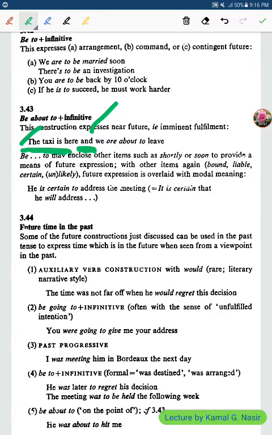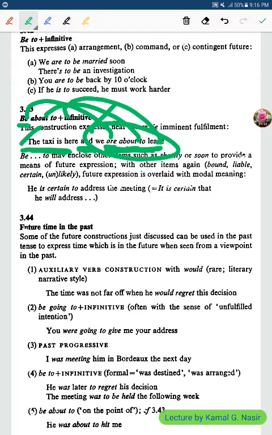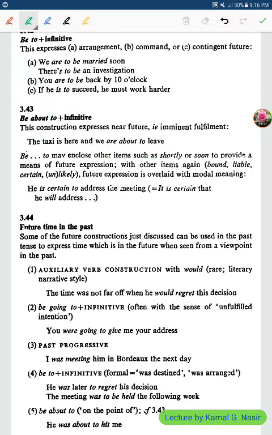The taxi is here is a sentence and we are about to leave is another sentence. Okay? Where is our example? This is our example. So be, are is be. About to, this is about to. And infinitive, this is the infinitive, which is leave. You see? So are about to leave.